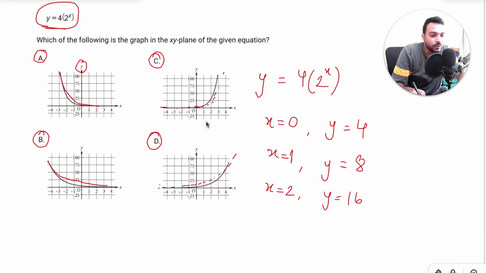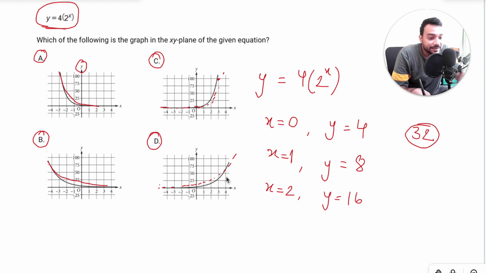So for that, we'll take an idea of the values given here as well. We cannot just make a random assumption that 4 times 2 raised to x would be option C or D. We'll take a look at the values. If you see on option C, at x is equal to 3, it's nearing y is equal to 100. Let's check. If I put x is equal to 3, 2 raised to 3 is 8, 8 times 4 is 32. It's not reaching 100 there. So option C is wrong.